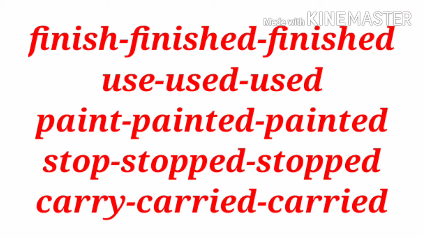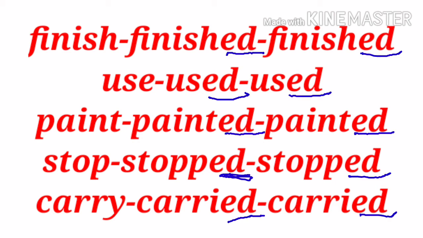Let's see some more examples of regular verbs. Finish, finished, finished. Finish is an infinitive form. Finished is the simple past tense. Another finished is the past participle. In simple past form and past participle form, the verb ends with -ed. And as we know, when verbs end with -ed, these are called regular verbs. So here all the given examples are regular verbs.